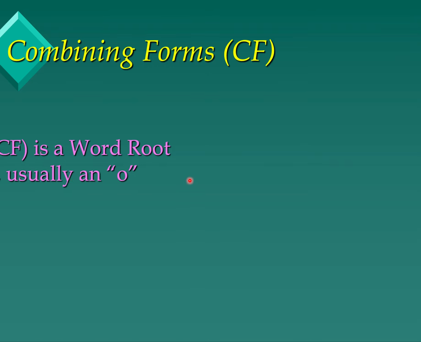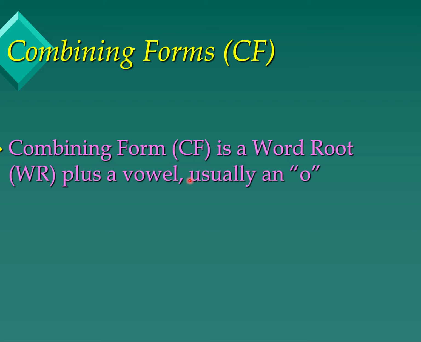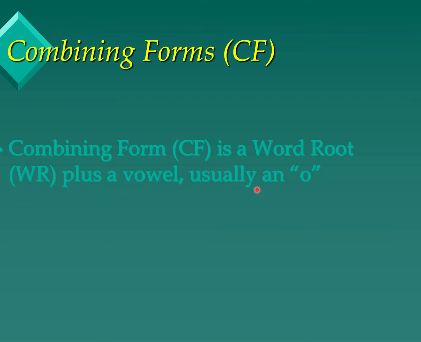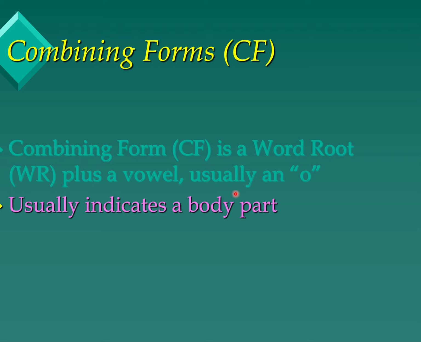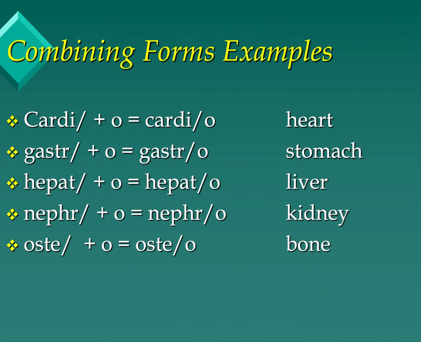Combining form is a word root plus a vowel, usually an O, as we have said just before, two slides ago. It usually indicates a body part. We will take examples. Cardi, we have to add O, okay? If we want to add a suffix, unless the suffix starts with a vowel, as we have said. Gastr, we add O. Hepat, we add O. Nephr, we add O. And oste, also we add O. Osteo means bone. Nephro means kidney. Hepato, liver. Gastro, stomach. And cardio, heart. Okay.